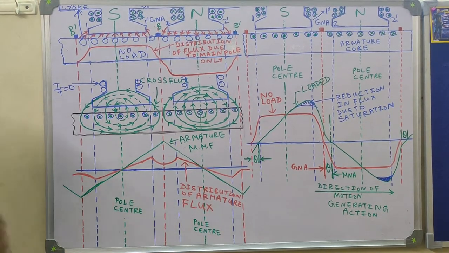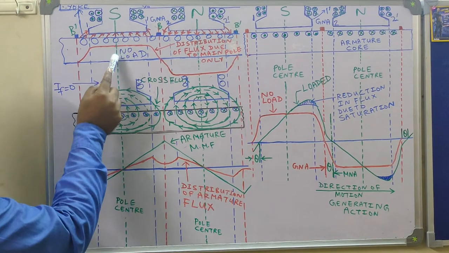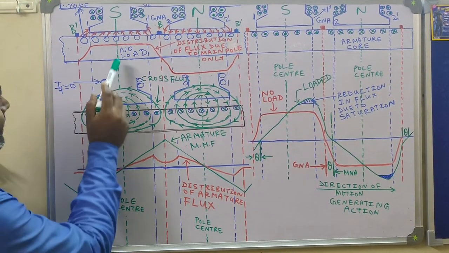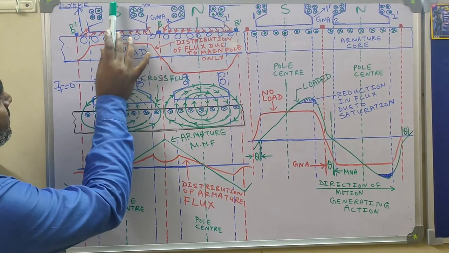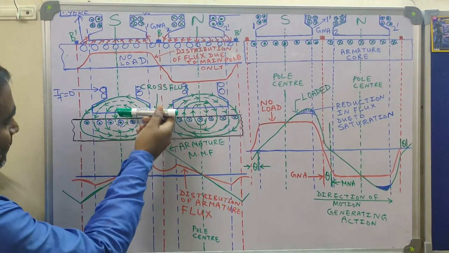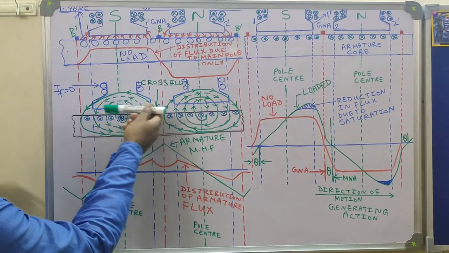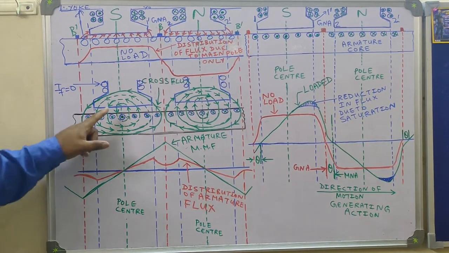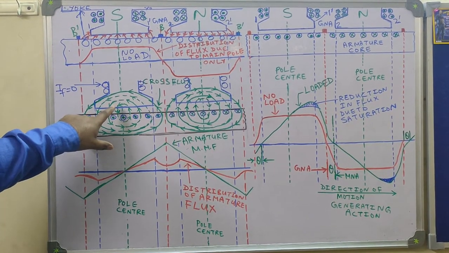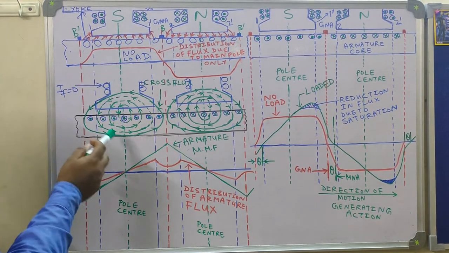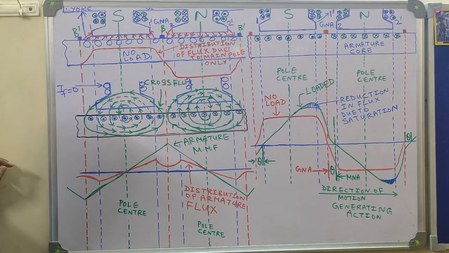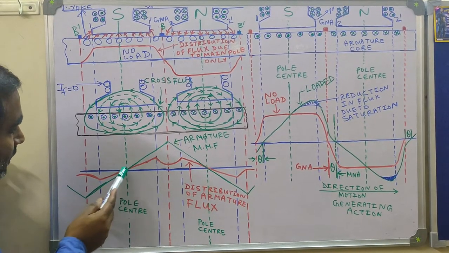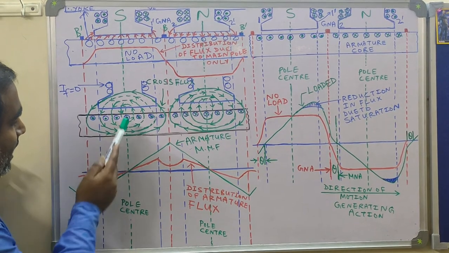But we should keep in mind that at the pole center, what do you see? The field flux is vertically upwards for the south pole face and the armature flux is horizontal. That means they do not interact with each other since they are in space quadrature. So you see, armature flux has got no effect over the field flux at the pole center, and that is what is being corroborated by the armature MMF distribution also. The armature MMF distribution passes through zero value at the pole center.